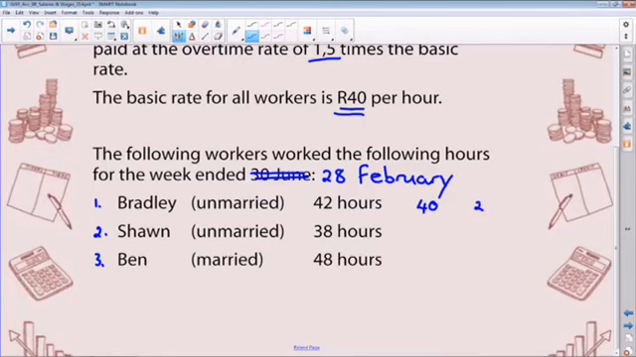Now, I'm showing that to you. Now, Sean only worked 38 hours, so did he get to his full weekly hours? He did not. He only worked 38 hours, so we'll only pay him for 38 hours. Then Ben, and you can see Ben is the only guy that's married here. He worked 48 hours, he's got a family to support, so therefore he worked a bit more overtime, and you will see he worked 8 hours overtime, because 48 hours minus 40 will give you your 8 hours of overtime. Let's continue now.